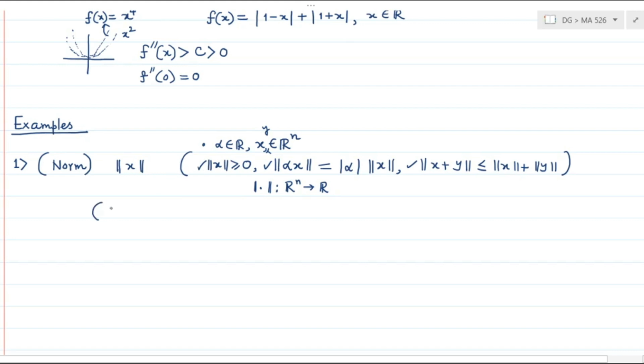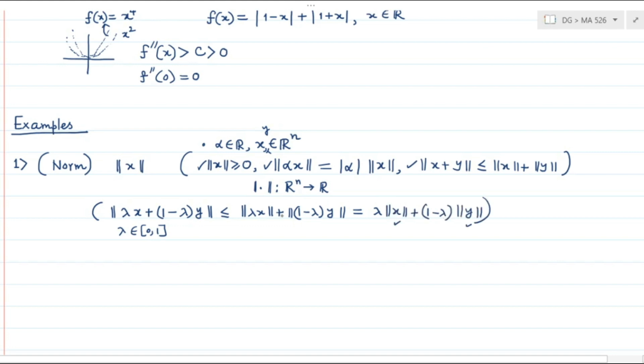This is due to the following fact: the norm of lambda x plus (1 minus lambda) y is less than or equal to the norm of lambda x plus the norm of (1 minus lambda) y, by the triangular inequality. And this will give us, as lambda is a non-negative quantity, lambda times norm x plus (1 minus lambda) times norm y. Fine. And therefore any norm is a convex function.